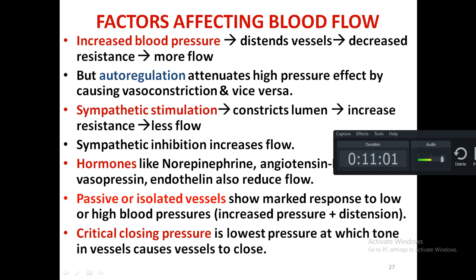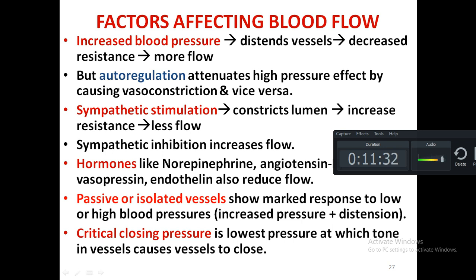Now these are the factors that are affecting the blood flow. Number one is the increase in blood pressure. Every time there is an increase in blood pressure, that will cause not only an increase in the pressure gradient, but it will also distend the blood vessels, and this distension will decrease the resistance, so there is more blood flow in these increased blood pressure conditions.